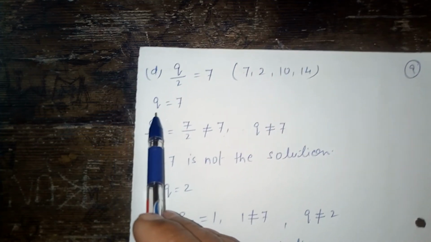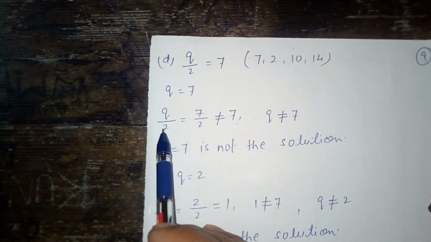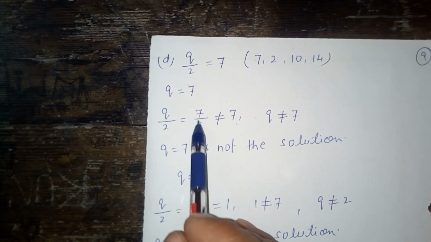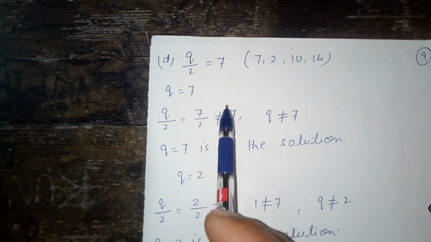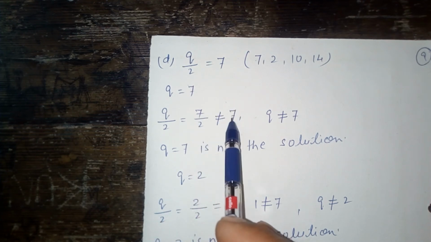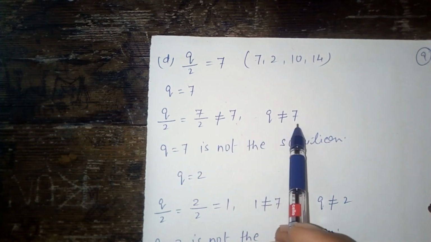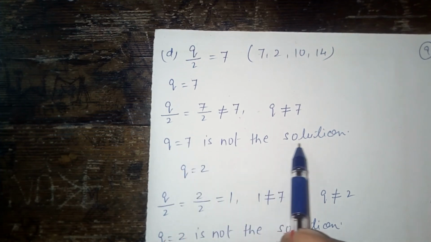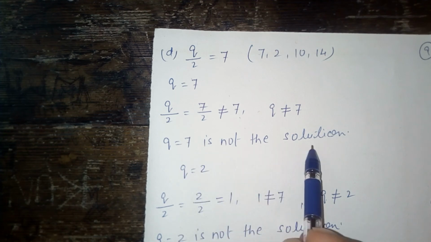Your first value is q is equal to 7. So q upon 2 means, in place of q we will write 7, and 7 upon 2. It is clear that 7 upon 2 is not equal to 7. Therefore, q is not equal to 7. So q is equal to 7 is not the solution.